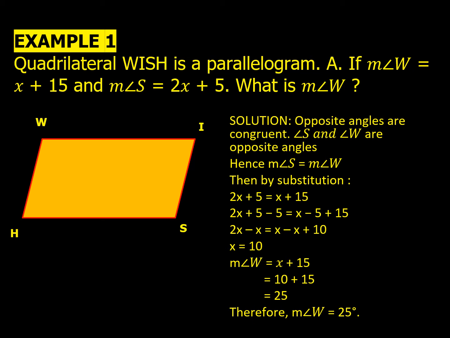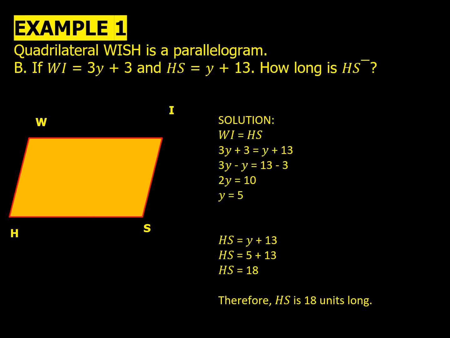Therefore, we can say that the measure of angle W is equal to 25 degrees. So why? Substituting the given originally, which is x plus 15, and we got the value of x is equal to 10. Therefore, 10 plus 15 is equal to 25. And the units for angles is given by degree measures. Therefore, the measure of angle W is equal to 25 degrees. Okay, so we have the first example.